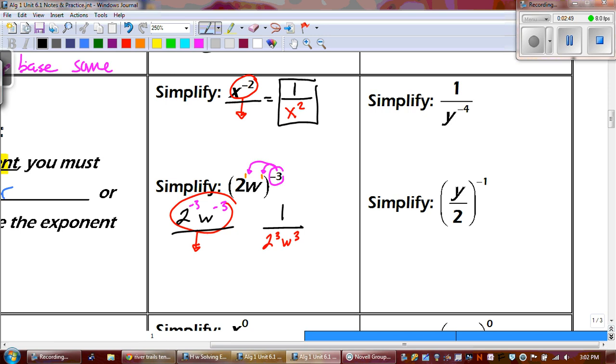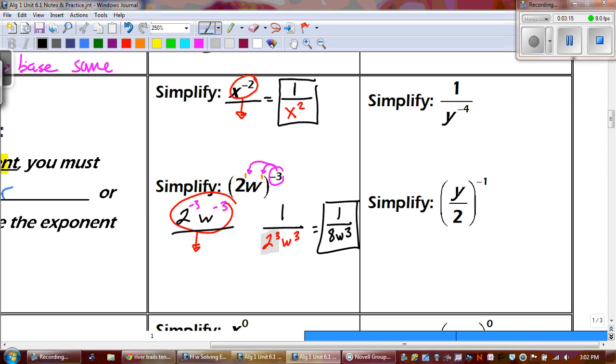And I'd love to say, hey, we're done, but we're not. 2 cubed. Okay, that's 2 times 2 times 2, which is 8 w cubed. So now we're done with that. Okay? Now, let's look at the next two examples.